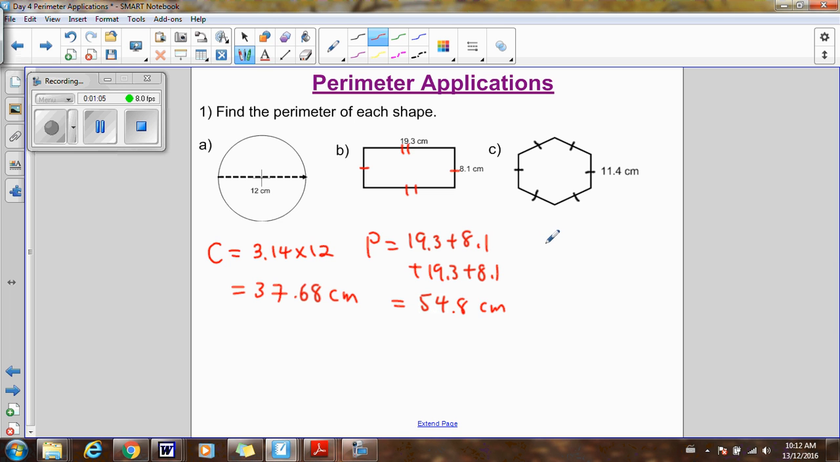For question C, we have a hexagon here, so this is a six-sided shape, and because each side is the same length, all we have to do is take the side of one length, which is 11.4, multiply by 6, because there are six sides, and you get 68.4 centimeters.